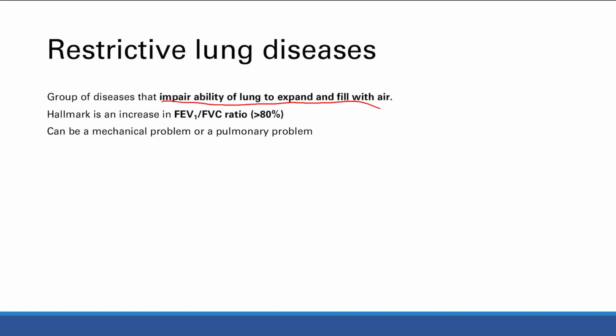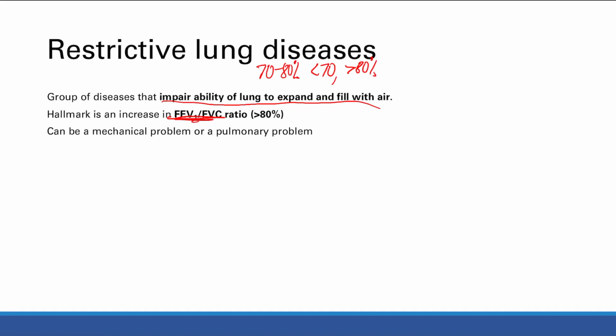Okay, and the hallmark here is an increased FEV1 to FVC ratio. It's greater than 80%. Remember, what was the normal? Normal was 70 to 80%. Obstructive, what was that? Obstructive was less than 70. And then restrictive would be if it's greater than 80%. So this FEV1 FVC ratio is very high yield to know.